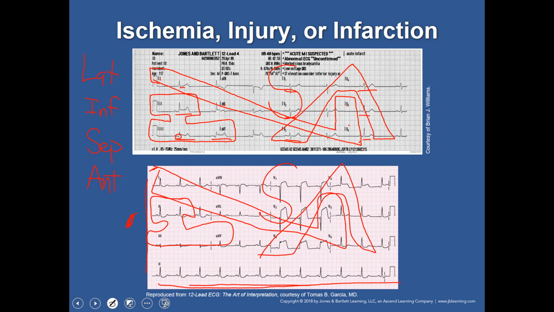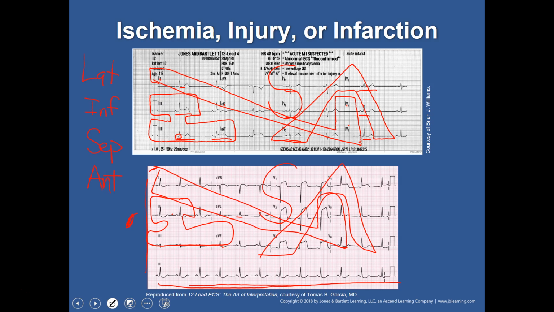Lead 1, aVL, V5 and V6. That looks like maybe a little ST depression. Lead 2, I'm trying to see where I'm at here. There we go. Yeah. So lead 2, I don't really see anything. Lead 3, aVF, kind of marked all over that one, didn't I? Looks like maybe a little bit of depression right there.